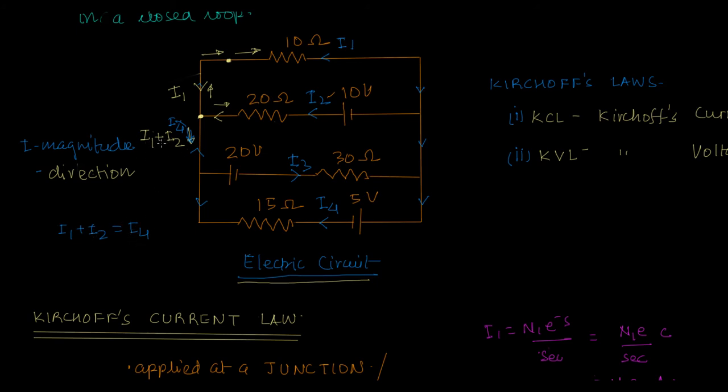So what would be I1 minus I2? The current you're writing as I1 plus I2. Shouldn't it be I1? Why? The current that comes from here is I2, and the current that is coming from here is I1. Now they have to add up. If the directions had been opposite, then it would have been I1 minus I2. Yeah, if the direction was opposite, that would have happened. We'll see in the next part. Don't worry.